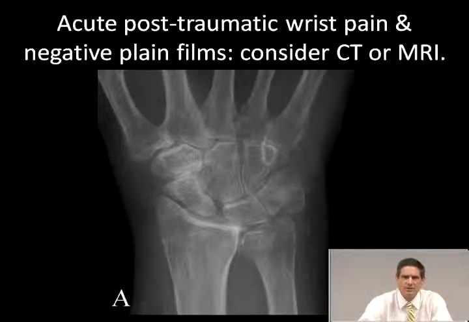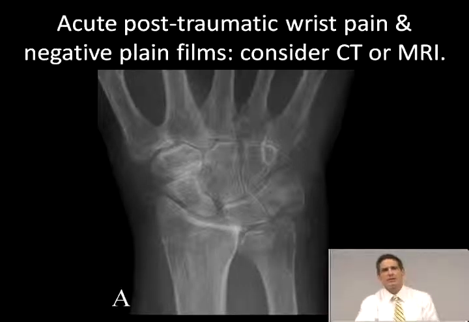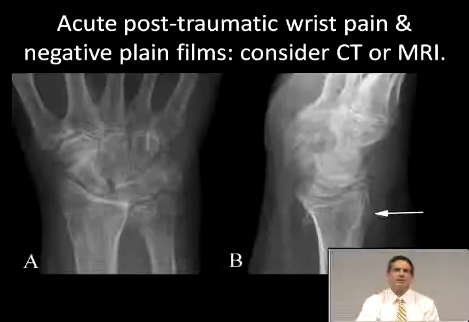Like other joint injuries, when there's a high suspicion of fracture or soft tissue injury and negative plain films, you can get either a CT or an MR for further evaluation. MR can demonstrate soft tissue injuries that can cause pain.